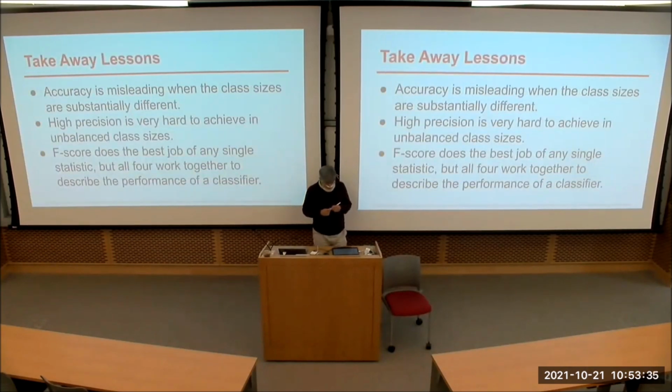So what is the story? Basically, F-score tends to do the best job, but all four work together to get a good classifier. And accuracy can be a good statistic. It's usually the simplest statistic and the one that's easiest to defend, but it only makes sense if the class sizes are the same. When you've got one class size that is small, the accuracy is very misleading. Any questions?